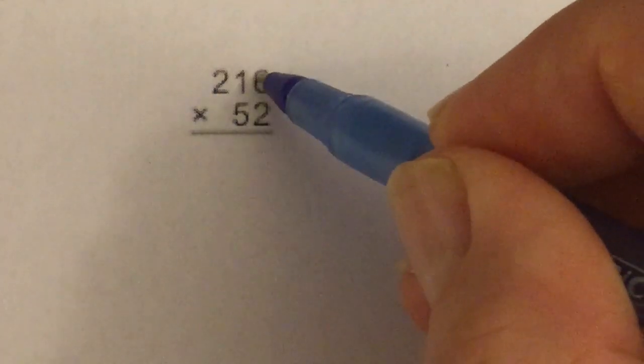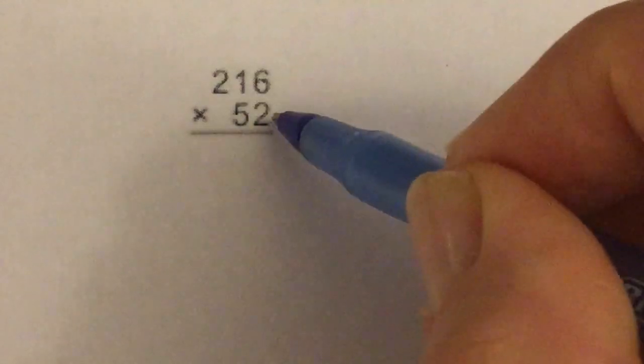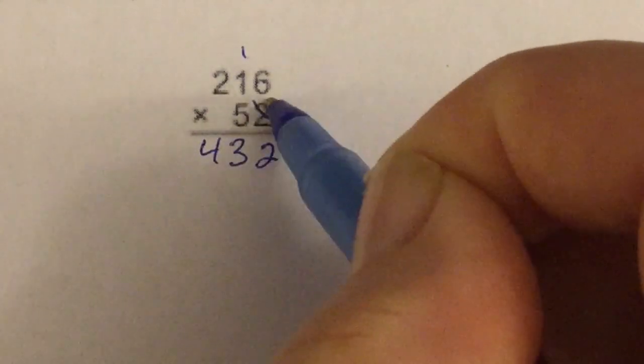Next is multiplication. Again, we're going to start at the right, so we're going to multiply everything times this 2. So 6 times 2 is 12, carry the 1, 1 times 2 is 2, add the 1 to get 3, and now 2 times 2 is 4. So we're done with that 2.